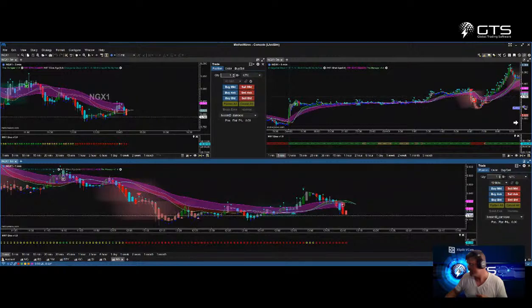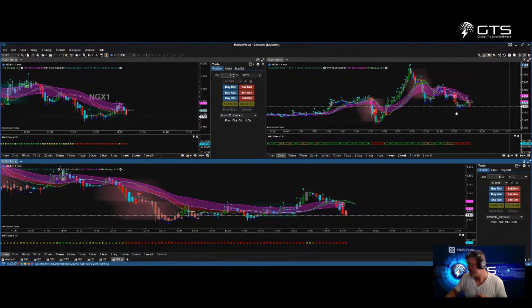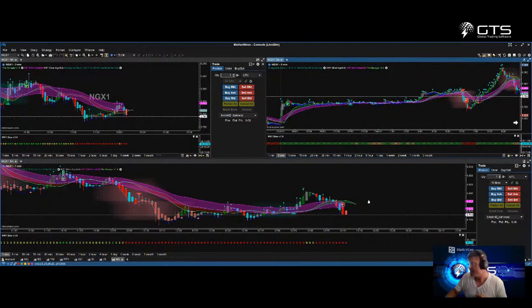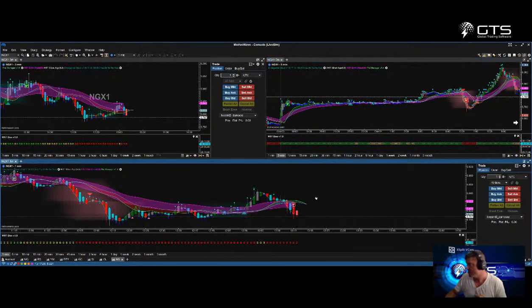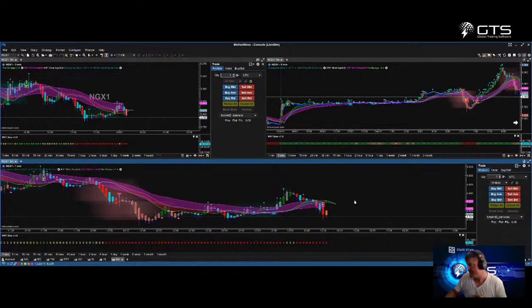And if we break that low down here, if we break that previous low right here, that's going to put us right back on where everything else is. So I don't know if that's going to be a very good one to take.